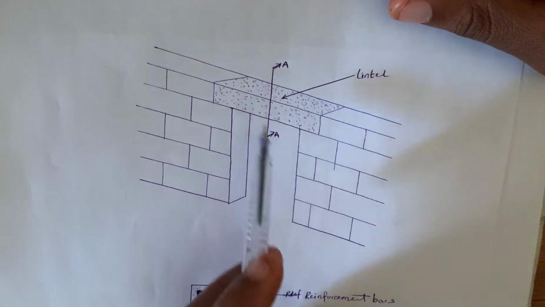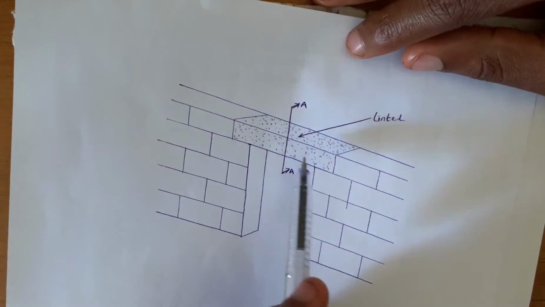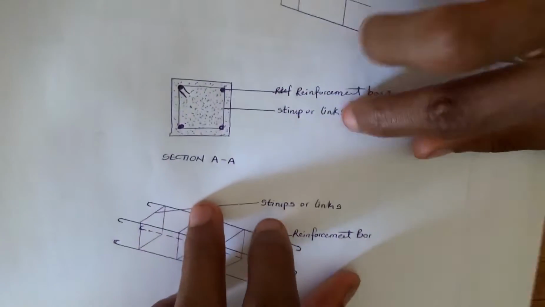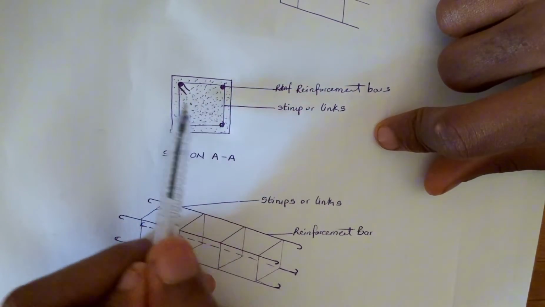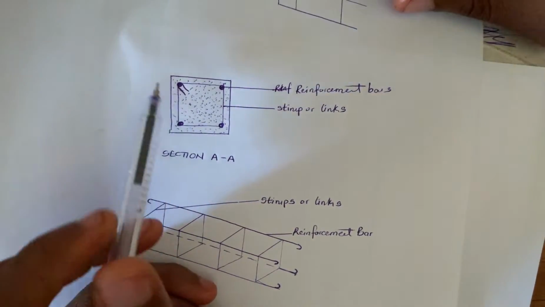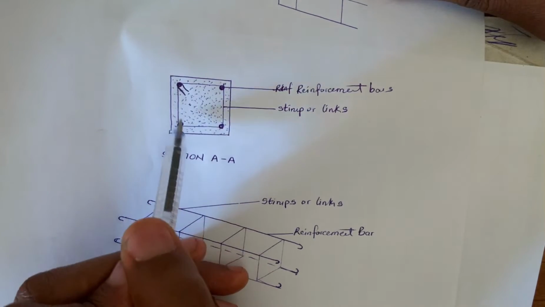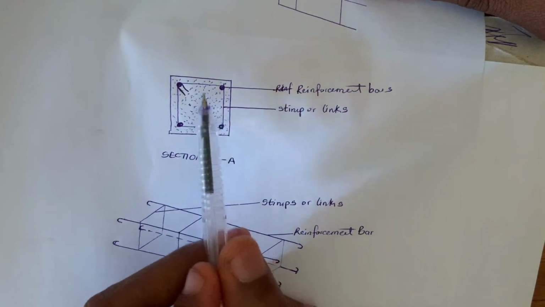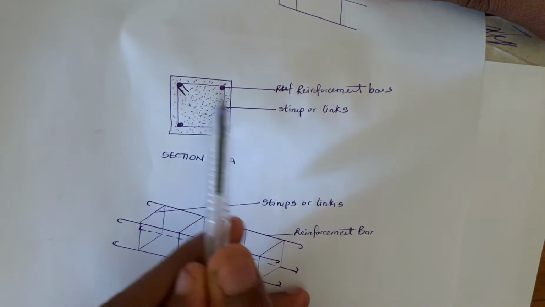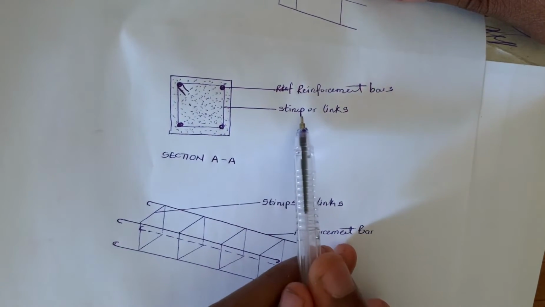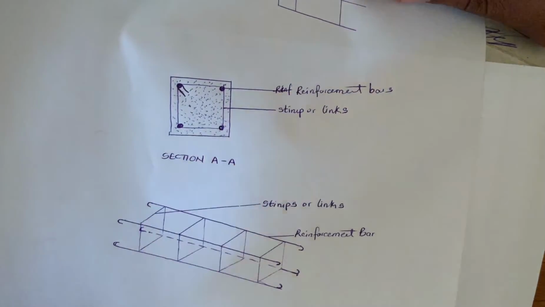Now, if I cut this lintel, if I section this lintel through AA as seen here, what do we see inside the lintel? We are going to be seeing 4 reinforcement bars that are connected to stirrups. Now, this dotted representation here are the reinforcement bars. While these are little iron that are used to link the reinforcement bars. They are called stirrups, or links. We are also going to be measuring for these stirrups, or links.